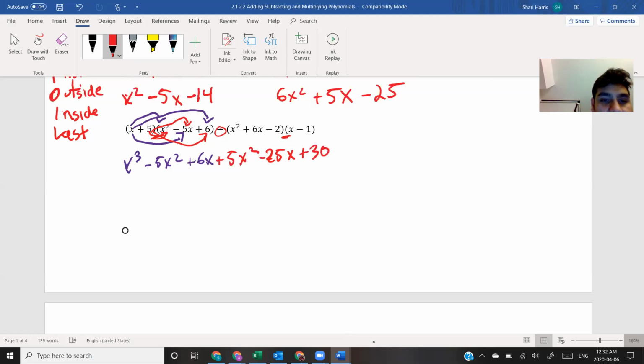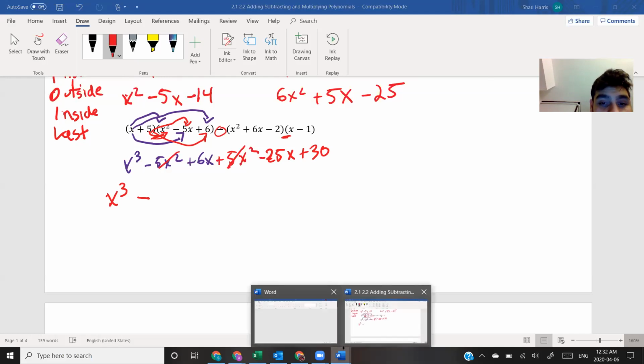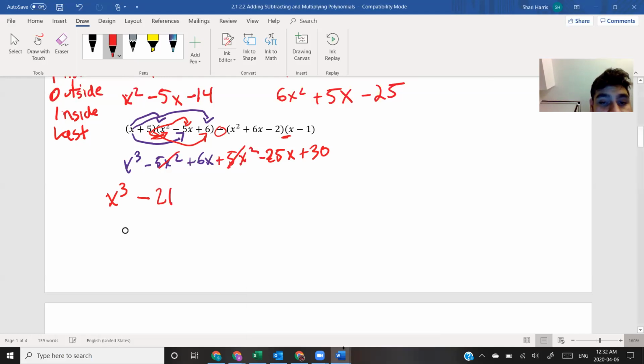So let's simplify this. So x cubed minus 5x squared and 5x squared, they cancel each other out. Plus 6x minus 25x is minus 19x, plus 30. So that's that first simplification. Let's simplify this one on the other side.